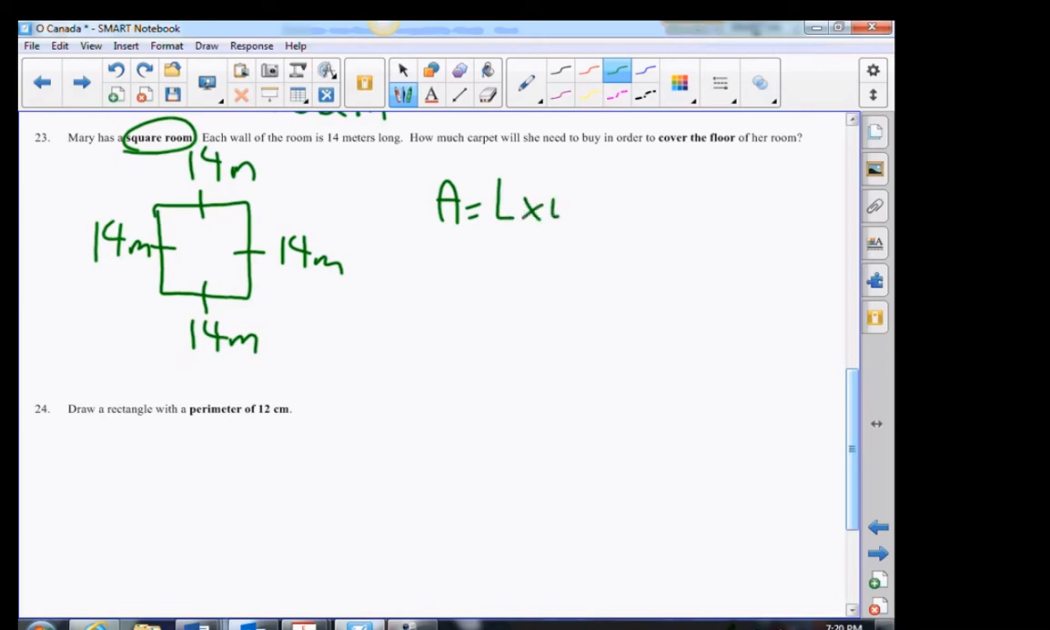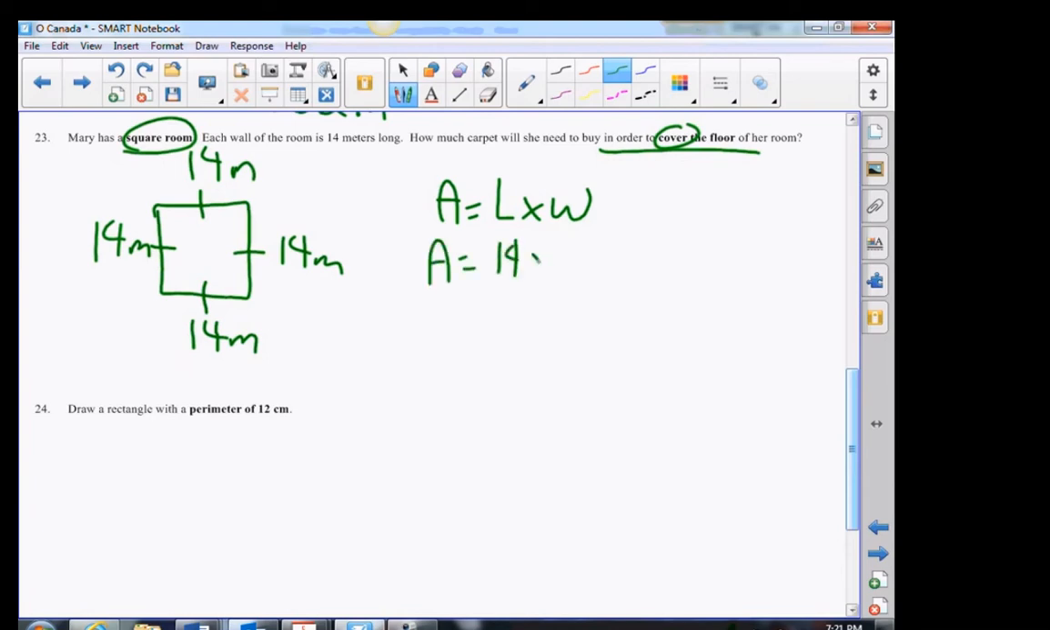So area equals length times width. Area equals 14 times 14. And once I figure that out, I can do the room. I know it's area because it's covering the floor in a room. The floor is on the inside, it's not around. So that tells me that it is an area question. And the word cover helps me.